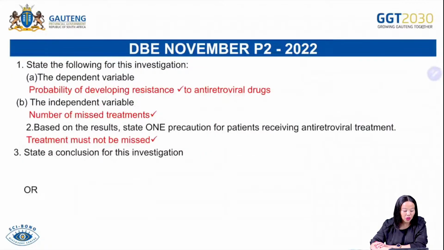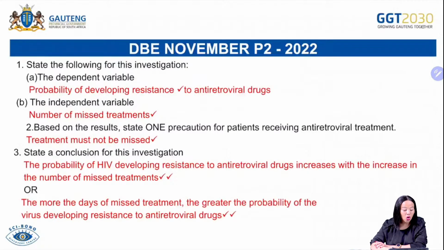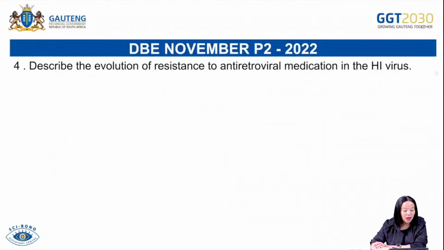Okay, moving on. State the conclusion for this investigation. The probability of the HIV developing resistance to antiretroviral drugs increases with the increasing number of missed treatments. Or one can say the more days of missed treatments, the greater the probability of the virus developing resistance to antiretroviral drugs. Moving on, describe the evolution of resistance to antiretroviral medication in the HIV virus.